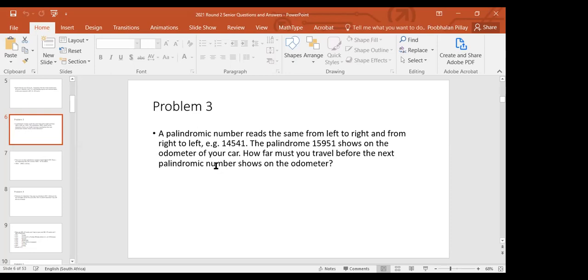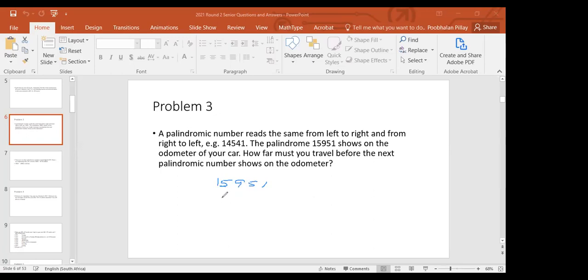This is a palindrome also. It shows on the odometer of your car. So you traveled 15,951 kilometers. And how far must you travel before the next palindromic number shows on the odometer? Okay, so the question is, you've got this palindrome, which shows. How much more must you travel? In other words, what is the next palindromic number?